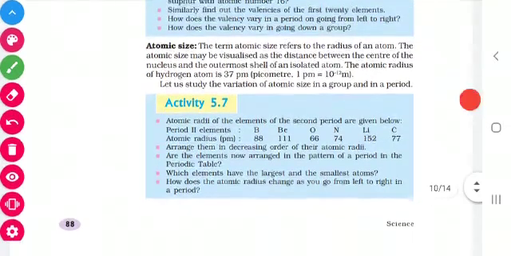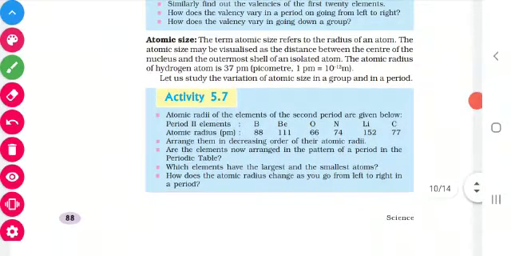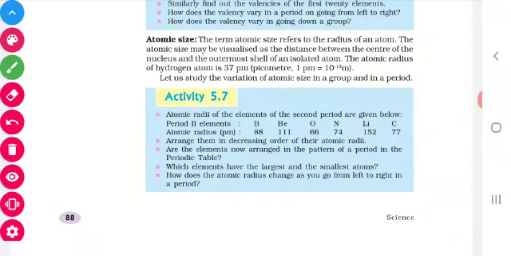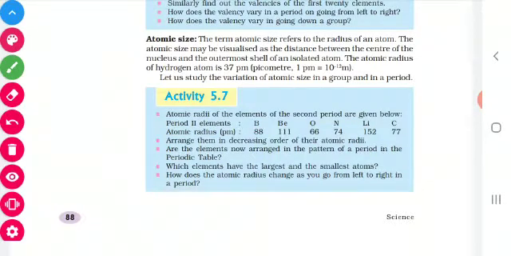Now we have to see how the atomic size varies in a group or in a period. There is some trend. There will be some periodicity in the group and some periodicity in the period. I told you what periodicity is: the properties are repeated after regular intervals. If we consider the first group, hydrogen will be similar to lithium, lithium will be similar to sodium. In the period, lithium will be similar to beryllium, beryllium will be similar to boron. So there will be some periodicity in the properties. Let us see the periodicity.